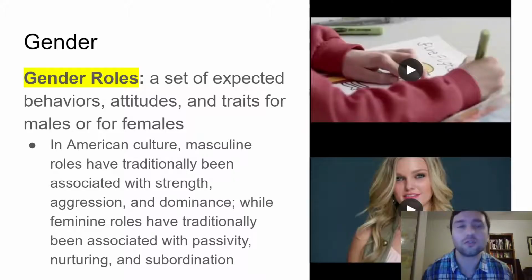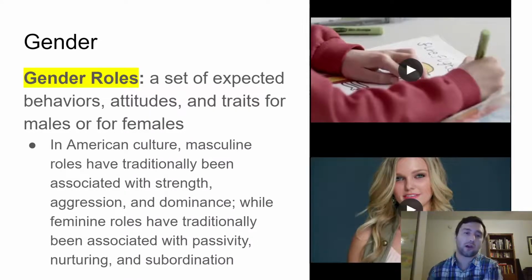So that's going to get us to gender roles. And again, we'll look into some of these videos of examples of different ideas about gender roles in class. But gender roles are a set of expectations or expected behaviors, attitudes, and traits for males and females. So if we're going to talk about gender roles, it's really looking at, when we have males, how do we expect them to act? What kind of attitude do we expect them to have? What kind of traits do we expect them to have? And then we do the same thing for females.